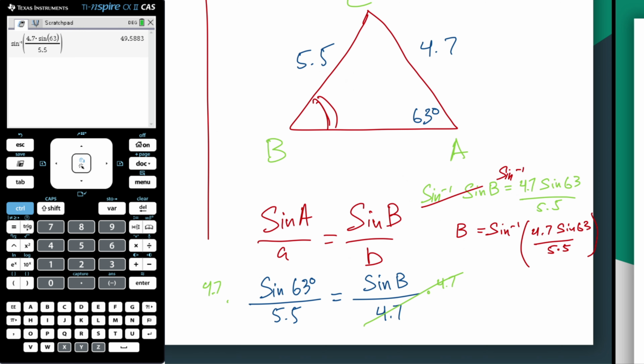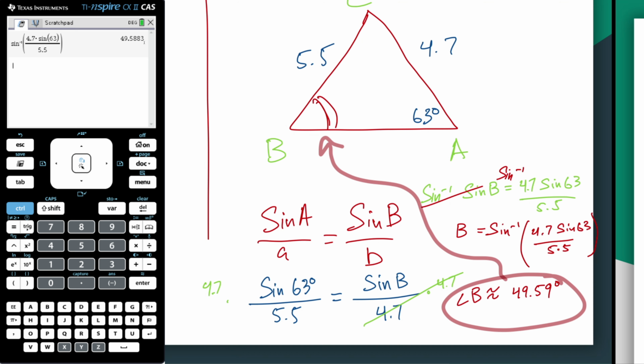Okay, and we're back. I figured out it didn't want to give me the answer because I didn't put the parentheses around the sine of 63. Again, that's just exclusive to this calculator. But I took the inverse sine of that whole right side, and you can see that we get an angle of 49.5883. Now I'm going to round it, so angle B is approximately 49.59 degrees. Okay, so we just figured that out.